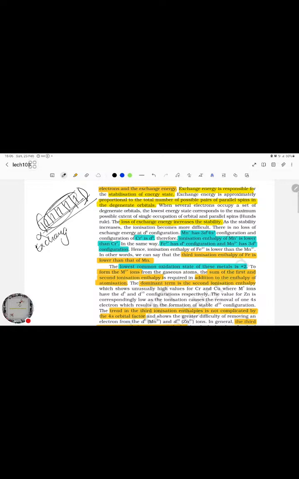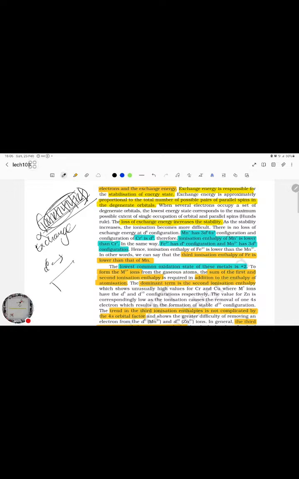So now, when the exchange energy decreases, that is, when pairing up happens, then we'll have a stable configuration. Ionizing a stable configuration is difficult. There's no loss of exchange energy at D6 configuration. Now, as far as the D6 configuration is concerned, there should be no loss of exchange energy.